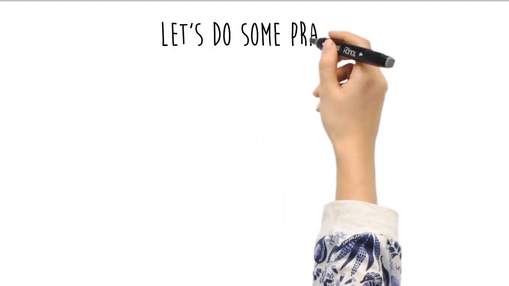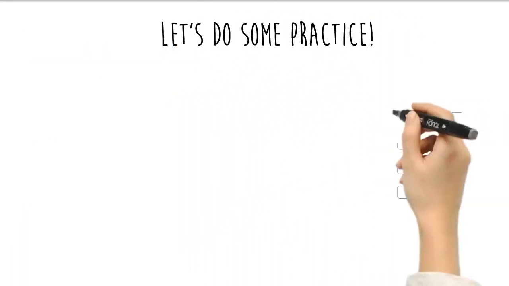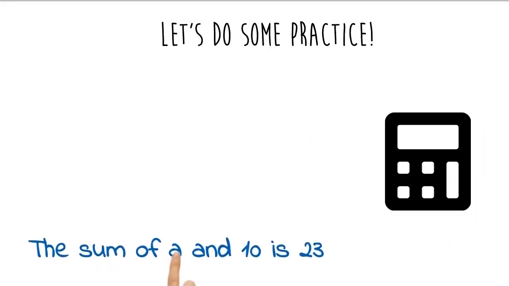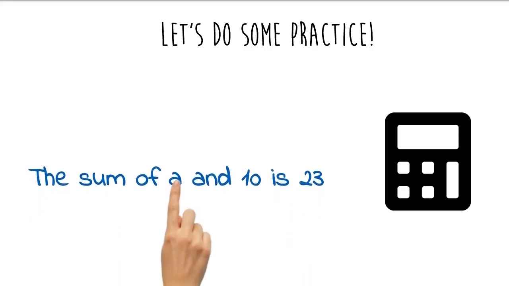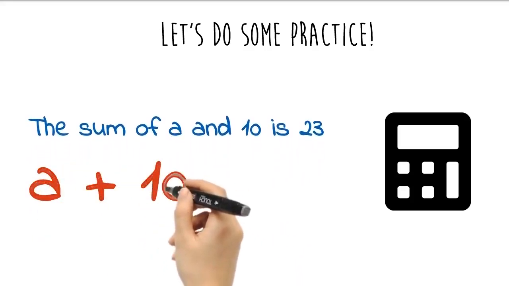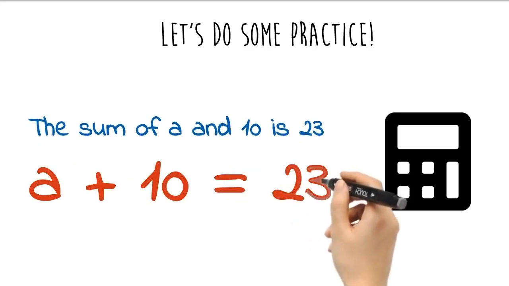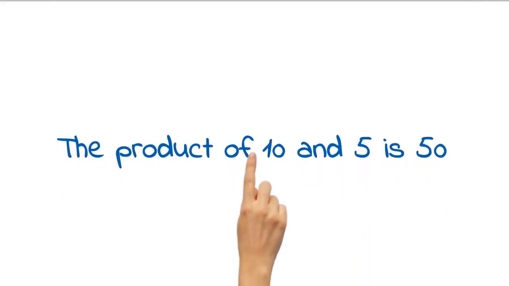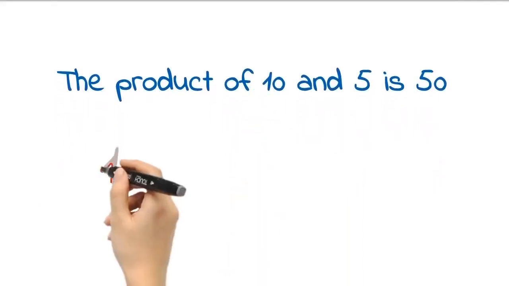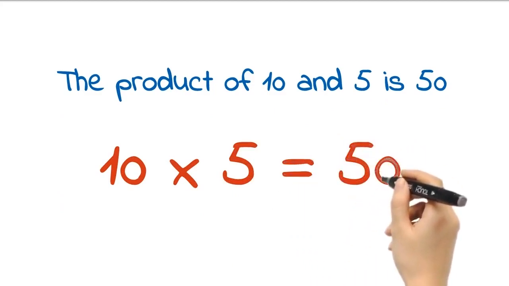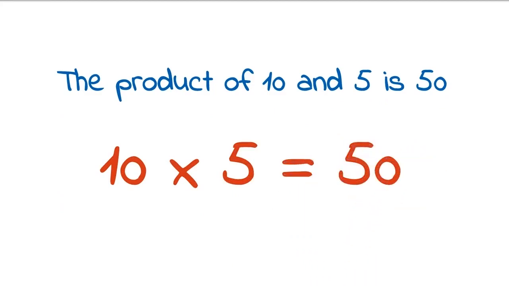Okay, let's do some practice. For each of the worded questions, we're going to write an equation. For example, the sum of A and 10 is 23 can be written as A plus 10 equals 23. Okay, let's do another example. The product of 10 and 5 is 50 can be written as 10 times 5 equals 50.